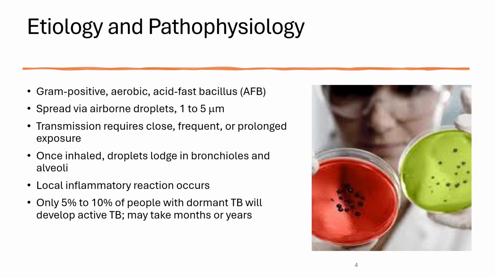Other factors include the length of time of exposure and the immune system of the exposed person. Once inhaled, these small droplets lodge in bronchioles and alveoli. A local inflammatory reaction occurs and the infection is established. Most immunocompetent adults infected with TB can completely kill the mycobacteria. Only 5 to 10% develop active TB infection when the bacteria begin to multiply months or years later.